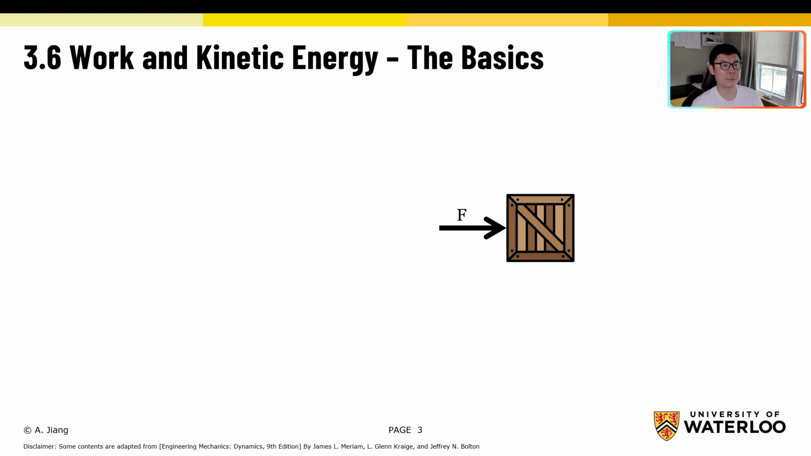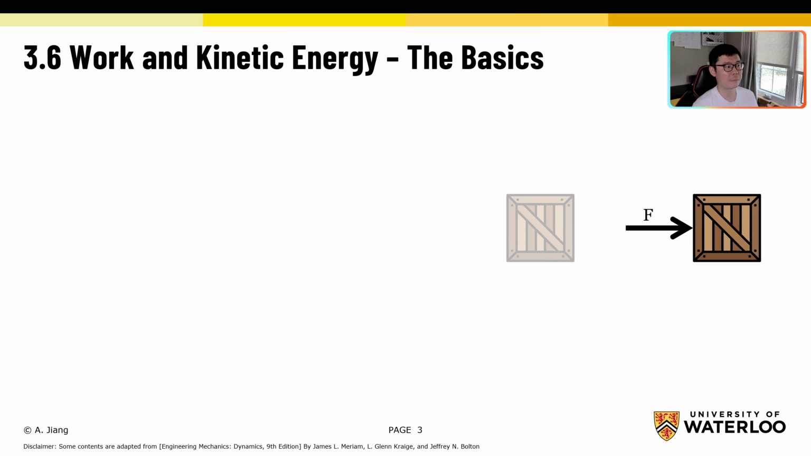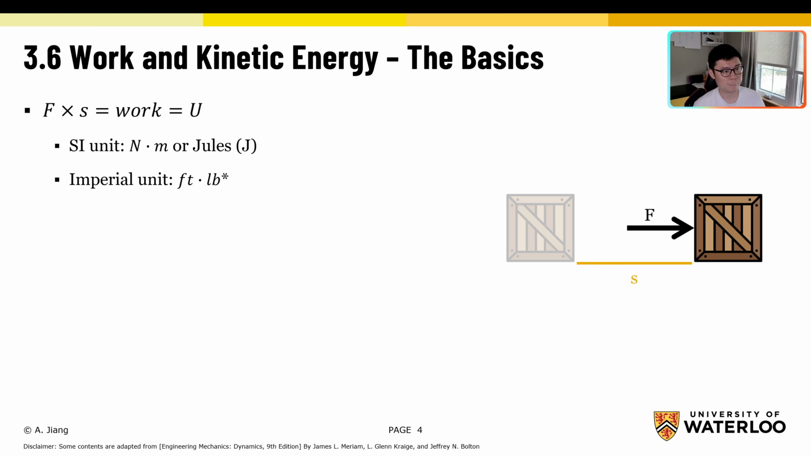Let's consider this crate being pushed by a constant force over distance s. If we multiply the force along its traveled distance s, we will get a new variable called work, represented as the letter U. The work has SI unit in joules, or Newton meter. In imperial units, it is foot pound. You can see I put a star here. Keep in mind, this unit combination, the pound-feet combination, will come up again later on when we do moment.